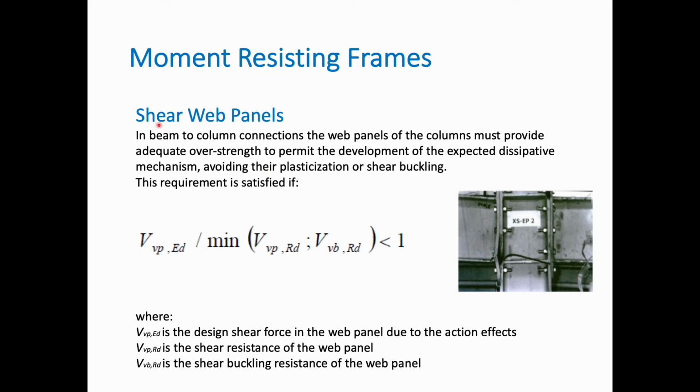The last thing is the shear panel zone, as we discussed before. In a beam to column connection, the web panels of the column must provide adequate overstrength to permit the development of the expected dissipative mechanism, avoiding the plasticization or shear buckling of that area. We don't want to get anything in that area because that will affect directly the continuity of the column, and then we will end up having high overturning moments of the column.